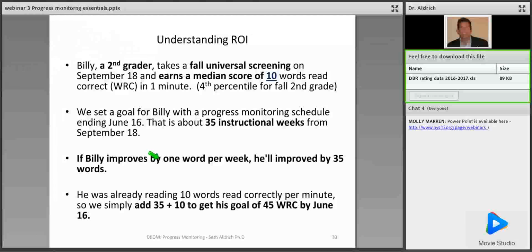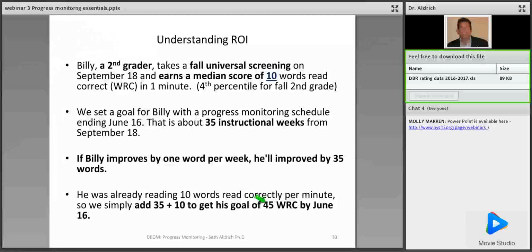So he's improving his oral reading fluency, his automaticity and accuracy on those 1 minute passages, every week is improving by 1 word in a minute. Well, over 35 weeks, he should improve by 35 words. Well, he was already at 10, so what we do is we take that baseline score of 10, we add the 35 that he's going to improve by, and so the end of year goal is going to be 45. That's the goal that we're going to set for him.